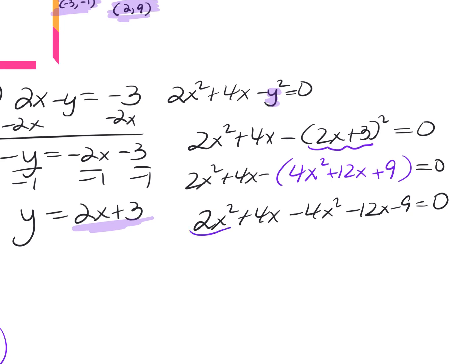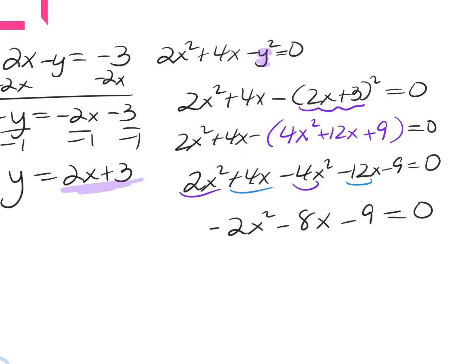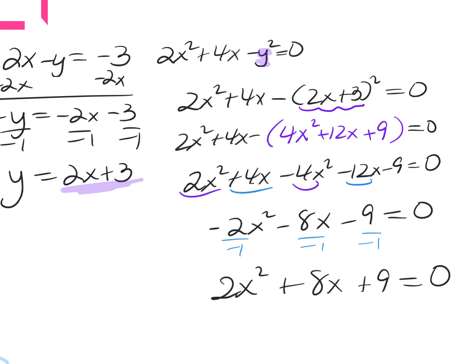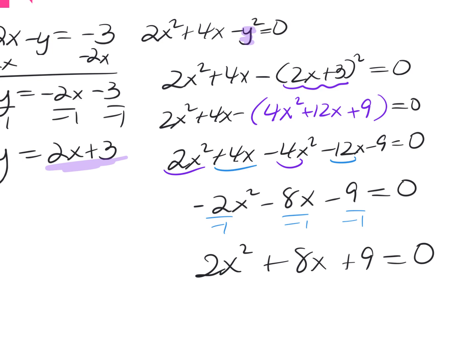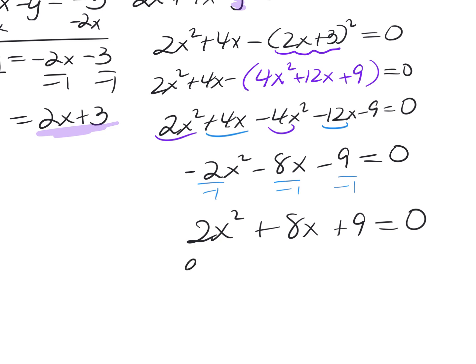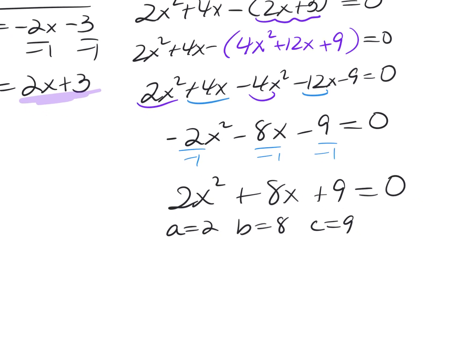Combine your like terms. So these two together and then these two. And this gives me negative 2x squared minus 8x minus 9 equals 0. I'm going to divide everything by a negative 1 to see if I could factor it. So then this becomes 2x squared plus 8x plus 9 equals 0. If I were to multiply 2 and 9, factors of 18 that would give me 8, there aren't any. So quadratic formula. My a is 2, my b is 8, my c is 9. And I'm going to plug it in.